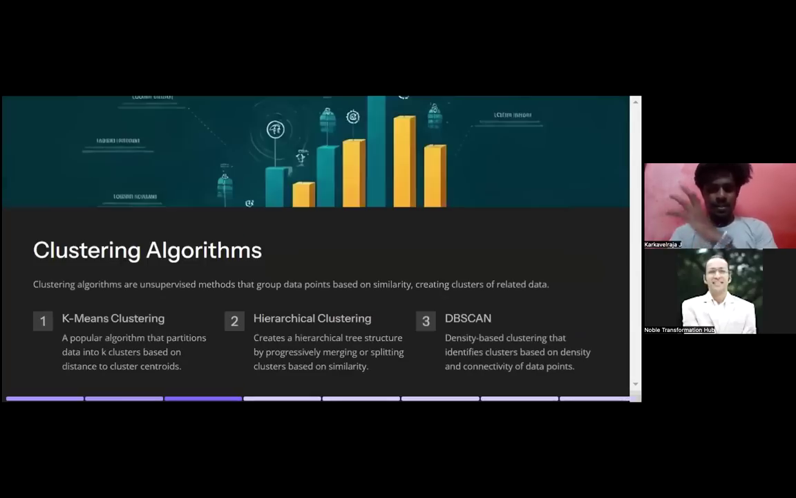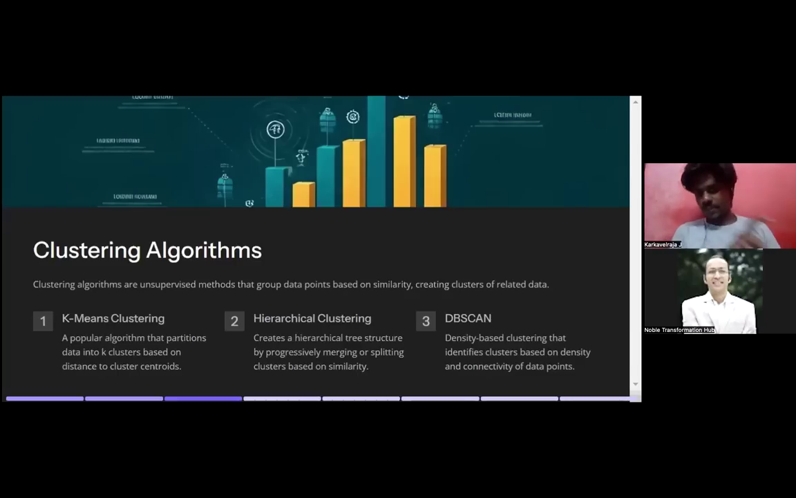Clustering. Let's go one by one. So what is clustering? Clustering algorithms are unsupervised methods that group data points based on similarity, creating clusters of related data. As I was mentioning, based on the features, if it is a circle and red color, it's going to belong to category A, that is apple, and the model doesn't know it is an apple, it is category A. Whereas if it is not a circle shape and it is yellow, it's going to throw it into something called banana. The model doesn't know it is banana, it is category B, like that.